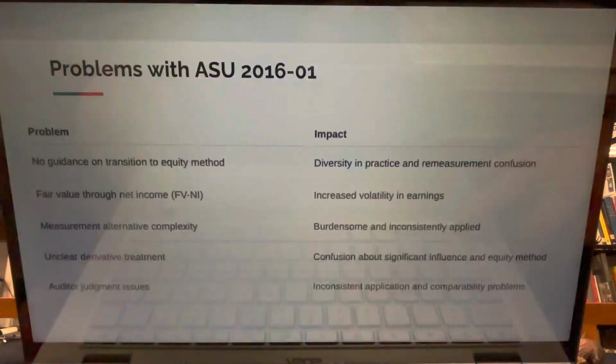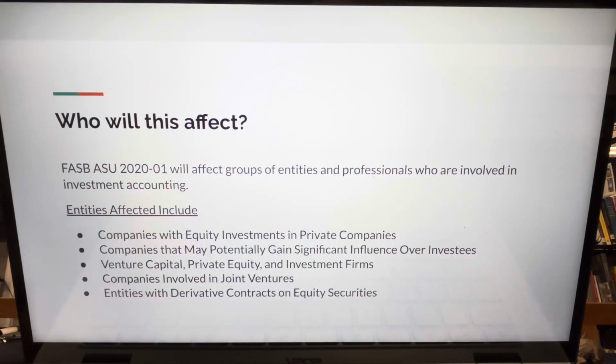Who will this affect? FASB ASU 2020-01 will affect groups of entities and professionals who are involved in investment accounting. Some of the entities affected included companies with equity investments in private companies, companies that may potentially gain significant influence over investees, venture capital, private equity, and investment firms, companies involved in joint ventures, entities with derivative contracts on equity securities.